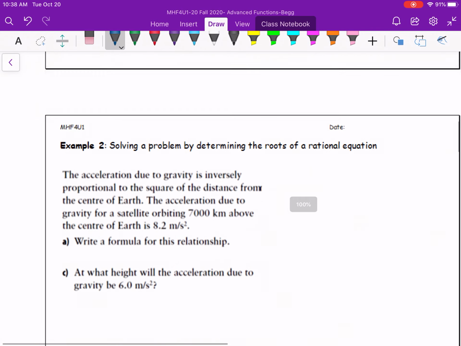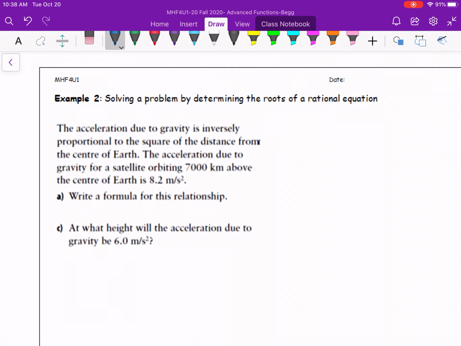Let's move on. Let's take a look at an example of a rational word problem. The acceleration due to gravity is inversely proportional to the square of the distance from the center of the Earth. The acceleration due to gravity for a satellite orbiting 7,000 kilometers above the Earth is 8.2 meters per second. Write a formula for this relationship.